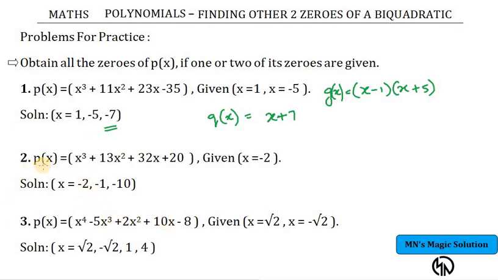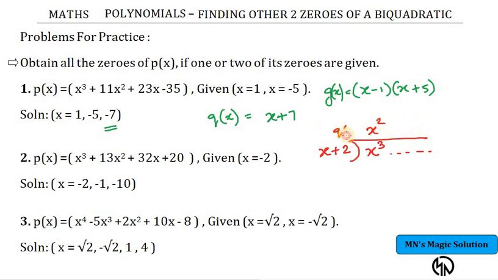Now in the second question, p of x is again a cubic. But here only one zero is given. Using that zero, I can frame one of its factors, which is x plus 2. Correct? Now, I have been given a cubic. If I divide this cubic p of x by this particular linear factor, I will get a quadratic. Since p of x has an x cube term, dividing by an x term gives a term in x squared, which is nothing but a quadratic.